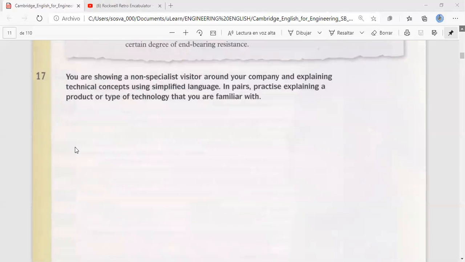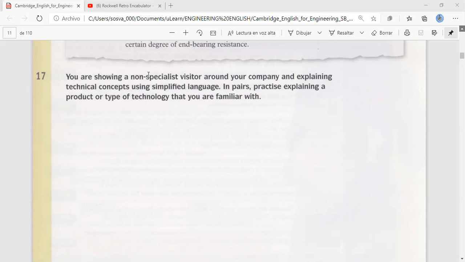Okay, the last activity. I think I need to upload it to Classroom, because it's our last activity of 1C. I'm going to give you a resource sheet where you're going to make notes. Now you're going to simulate that you have a visitor, but that's going to be the next session. So I want you first to think about your company, your area. What you're going to do is explain to a visitor who is a non-specialist, using the technical concepts with simplified language.